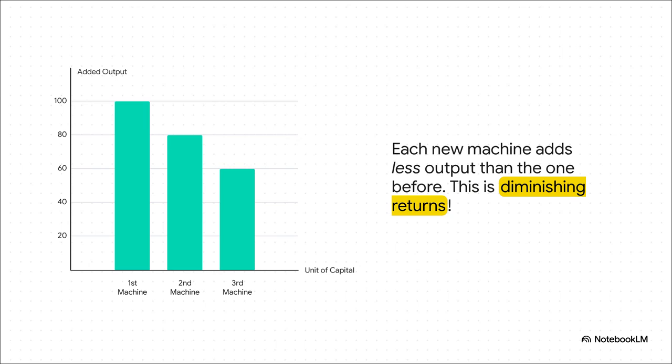That very first machine you give a worker, huge impact. It might boost their output by 100. But the second machine only adds an extra 80. The third, even less. That's diminishing returns right there, and it explains why simply throwing more and more capital at a problem isn't always the answer.